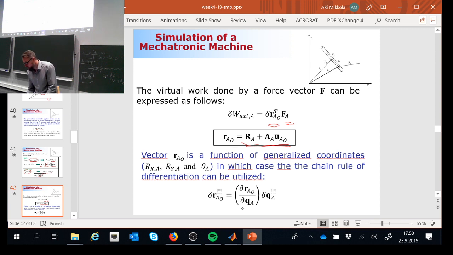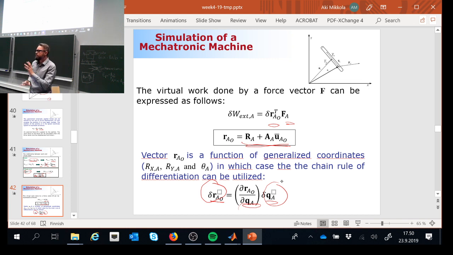I can simply, using mathematics, express the relation between the delta R and delta Q. This is global coordinate system. This is generalized coordinate system. Can you see that difference? Something that is relating these two things is this mapping, which you can get by doing that partial operation.